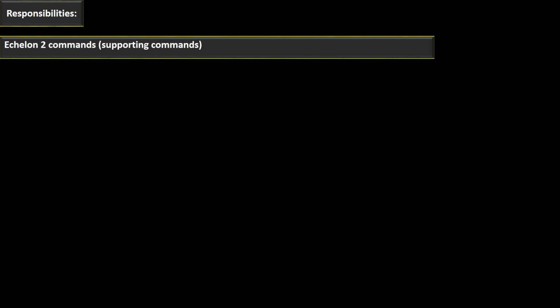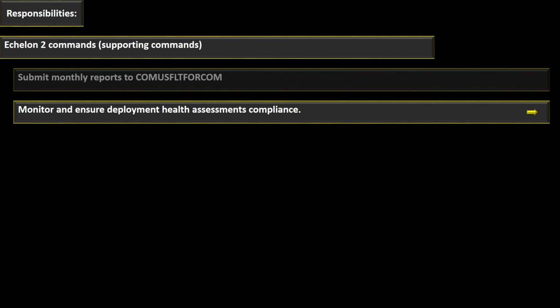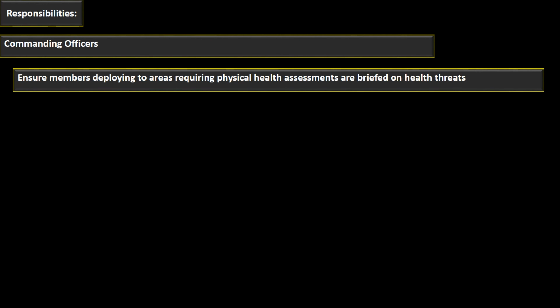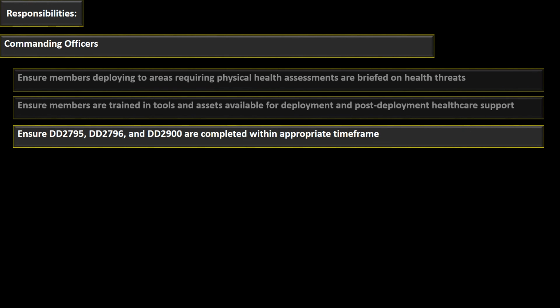Your Echelon 2 commands, or your supporting commands, they're going to support monthly reports to the commander, U.S. Fleet Forces Command, and they're also going to monitor and ensure deployment health assessment compliance. Commanding officers, they've got to ensure members deploying to areas requiring physical health assessments are briefed on the health threats. They've got to ensure members are trained in the tools and assets available for deployment and post-deployment healthcare support. They've got to ensure that the DD-2795, the pre-deployment health assessment, the DD-2796, the post-deployment health assessment, and the DD-2900, the post-deployment health reassessment, are completed within an appropriate time frame.